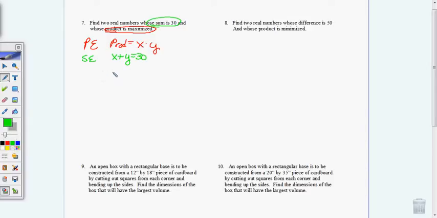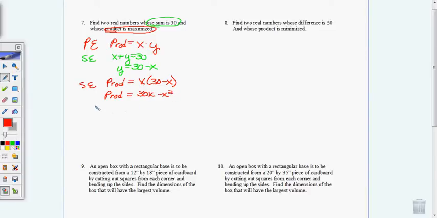So you can choose whichever variable you want to get by itself. I chose y, so 30 minus x is going to be that. So now my secondary equation is going to turn into the product equals, there's an x and then a 30 minus x. Now, if you really love the product rule, go ahead, you can take your derivative at this point. Most of you don't love the product rule, so I am going to distribute first.